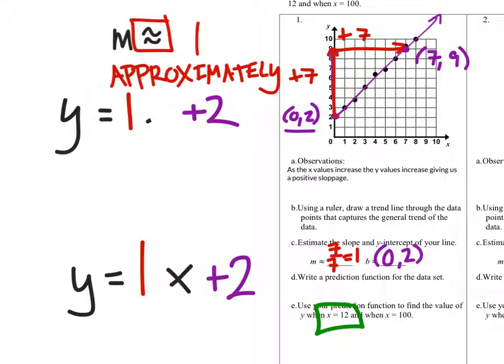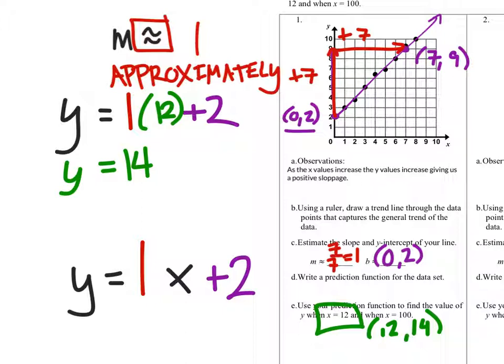But again, we're saying that down here x is 12. So if I solve this, I would find that y is 14. So when x is 12, y is 14. We can write that as a point, (12, 14).